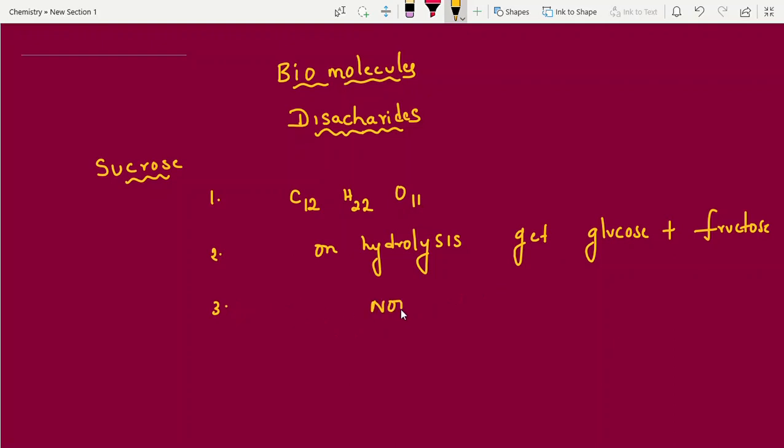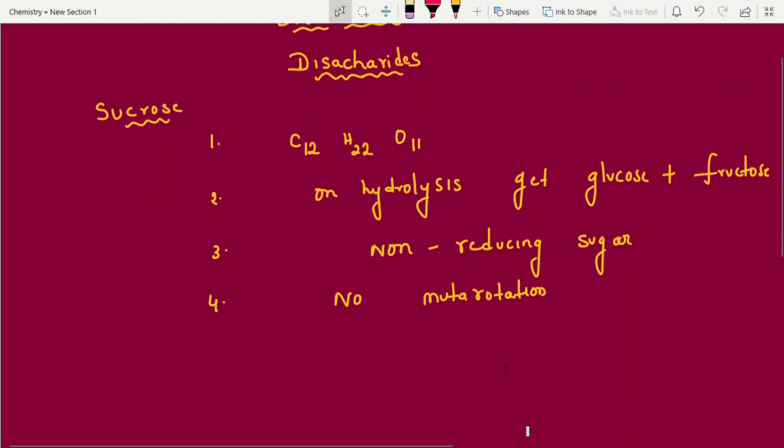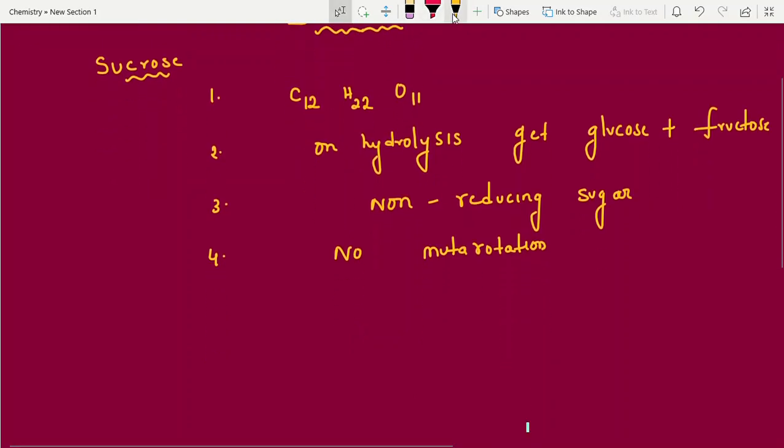This part, I had explained in part 1. Non-reducing sugar. And the fourth point, no mutarotation. No mutarotation due to the absence of hemiacetal group. What is the hemiacetal group? I will show after the explanation of lactose, maltose. See, so here the next main important point is your glycosidic linkage.